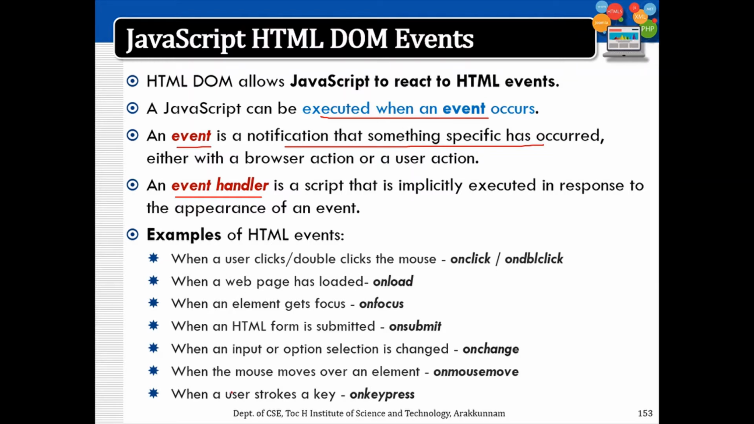So these are some of the HTML events: onclick, ondblclick. Of course you can understand it. Onclick is when a click happens, ondblclick is when a double click happens. Onload occurs when a page gets loaded. Onfocus when an element is focused. Onsubmit occurs when a form is submitted by clicking the submit button. Onchange whenever an input or selection is changed. Onmousemove when we move the mouse over a certain control. Onkeypress when we stroke a keyboard key, then this event happens. These are some of the sample events.